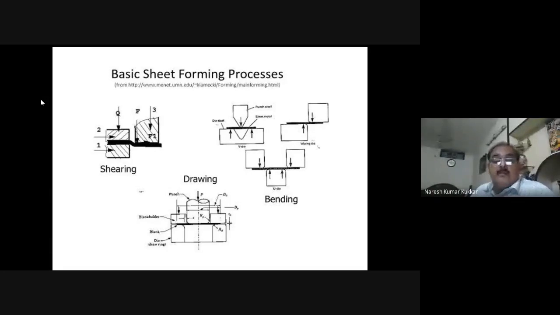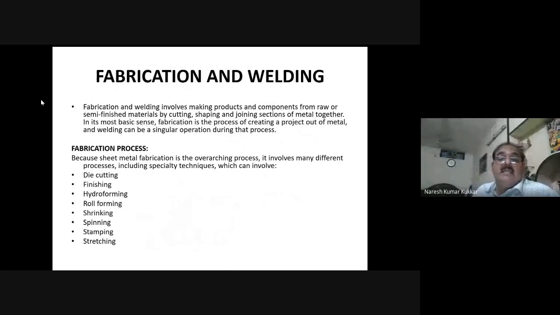Then comes the drawing. By the third method, we can make a different shape by putting a sheet metal between the two forces and then making a punch, the desired type of punch, from the upper side. By this method, we can create different types of sheet metals. Then comes fabrication and welding, because in sheet metals, if you create a sheet metal, then two pieces have to be attached. There are different types of processes we have checked.